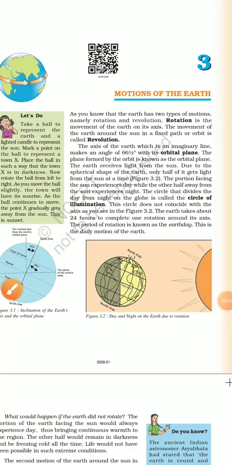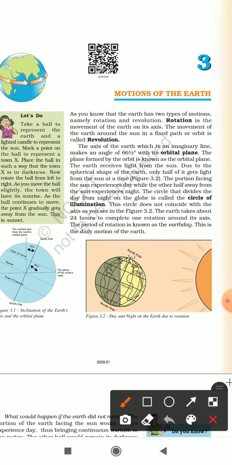Hello students. In the previous video, we started our chapter Motions of the Earth. We read about two important motions of the Earth, or the movements of the Earth, that is rotation and revolution. We talked about what an orbital plane is. We also talked about the circle of illumination.